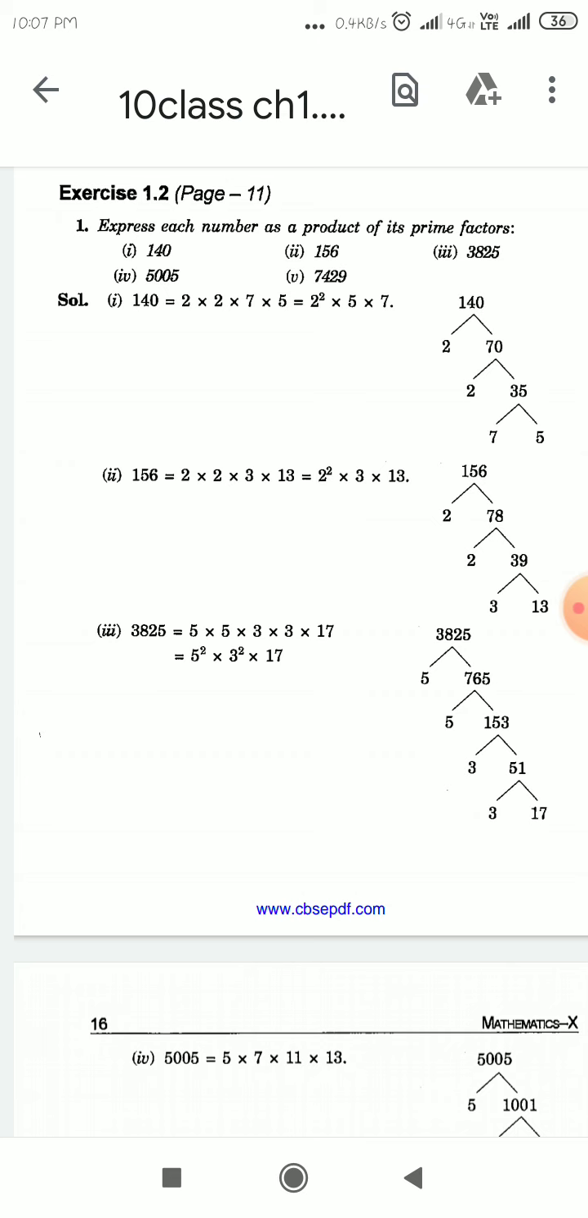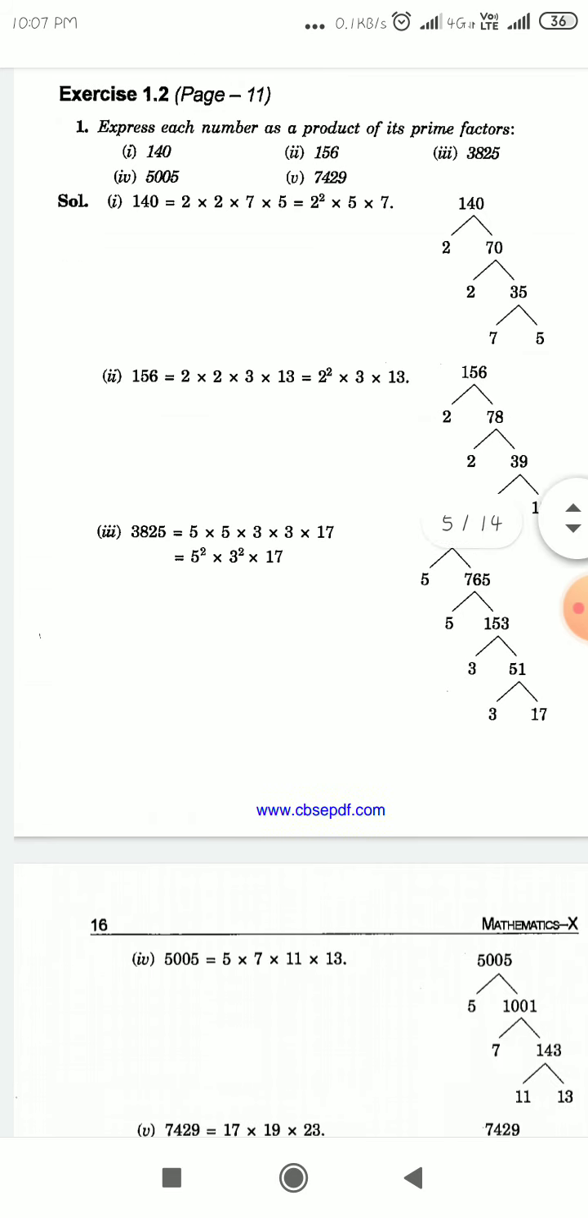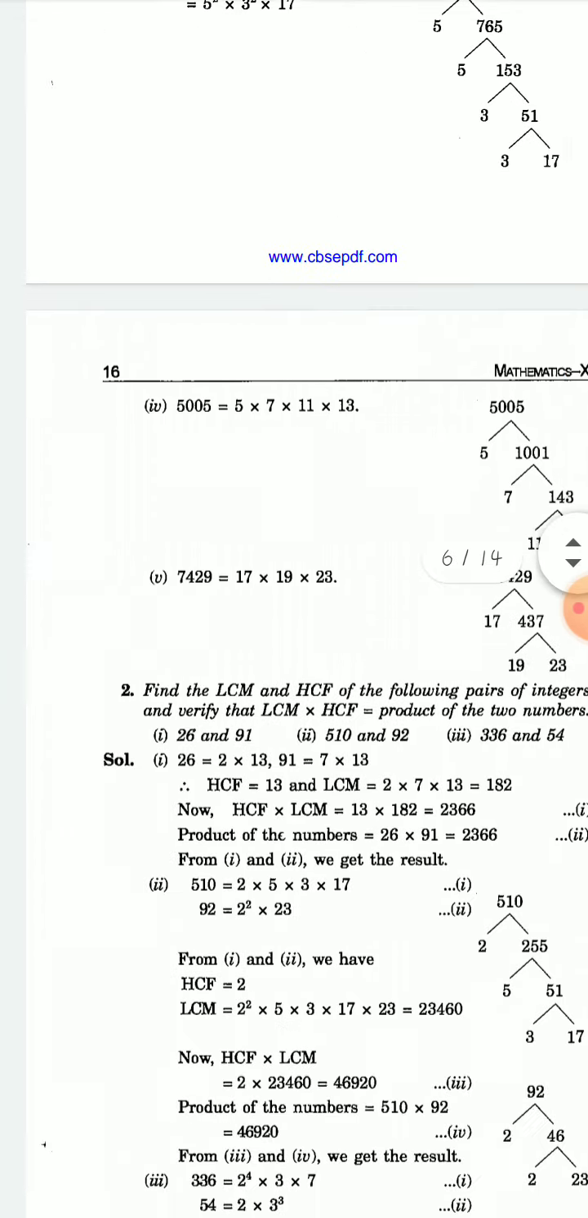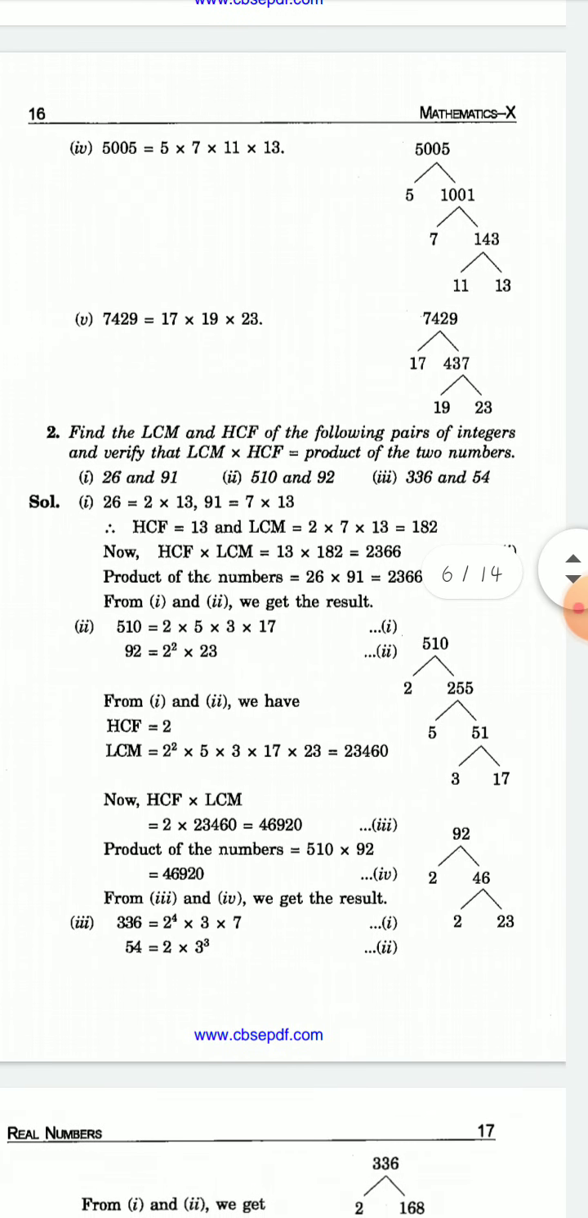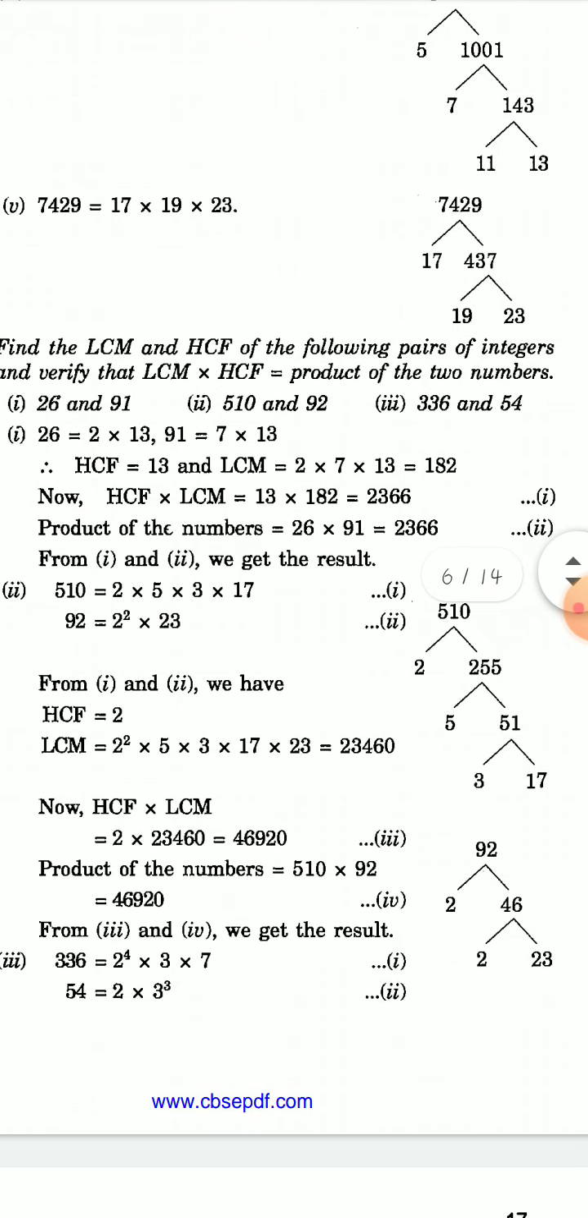So 140 is a composite number. We can express 140 as a product of primes, and these are 2 square, 5 and 7. In the same manner, for 156 you can find out the prime factorization, and you can do the other parts in the same manner. Question number 2 is the LCM and HCF we have to find for the following pairs of numbers, and then you have to verify a property. The property is HCF into LCM is equal to product of the two numbers.